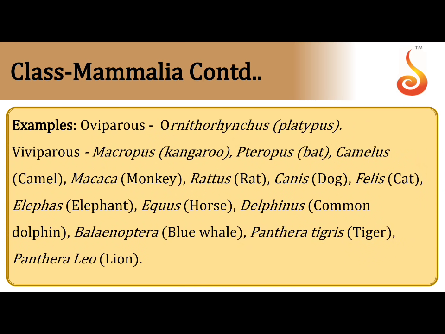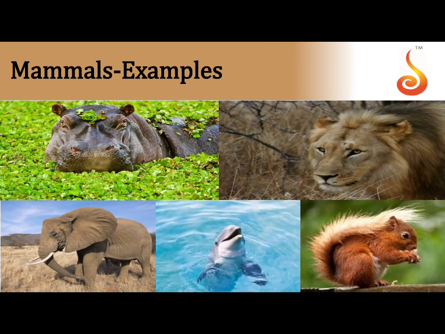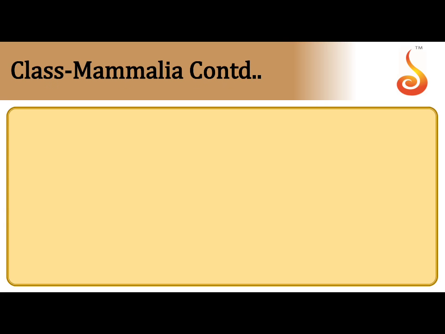So certain examples here: oviparous form Ornithorhynchus platypus; viviparous Macropus kangaroo, Pteropus bat, Camelus camel, Macaca monkey, Rattus rat, Canis dog, Felis cat, Elephas elephant, Equus horse, Delphinus common dolphin, Balaenoptera blue whale, Panthera tigris tiger, Panthera leo lion. So here are the pictures of various mammals.